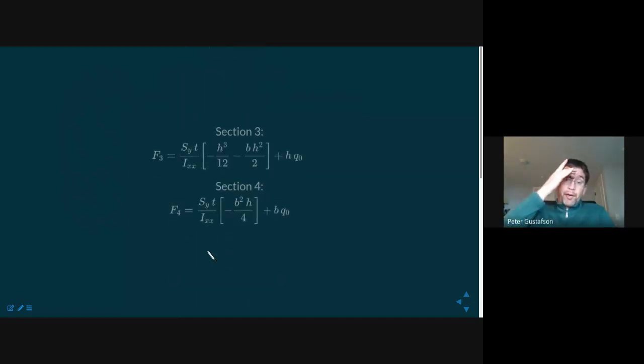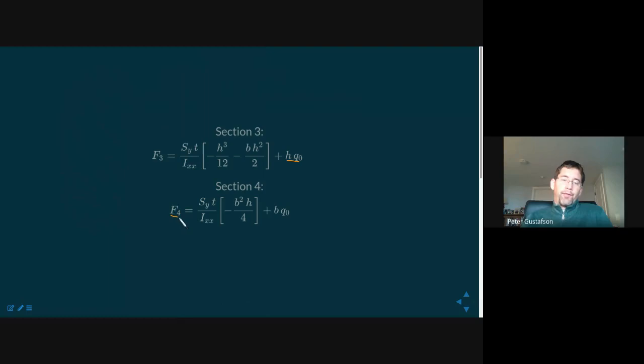Okay, sections 3 and 4 are going to be quite similar to the other ones. Again, if you remember, Q3 was quadratic. When you integrate quadratic, you get cubic. So this is going to be a cubic equation. Then you apply the limits, and you get this h cubed over 12 minus b h squared over 2, and then you still get this Q0 hanging out here on the right.